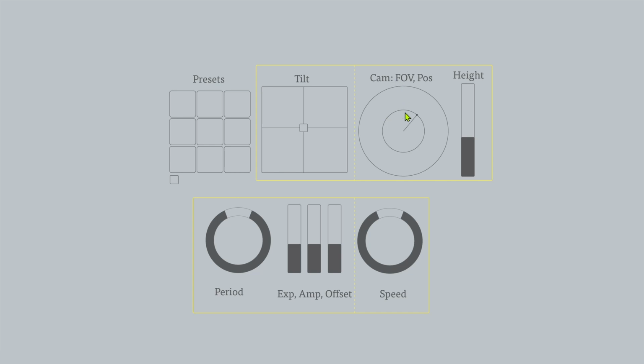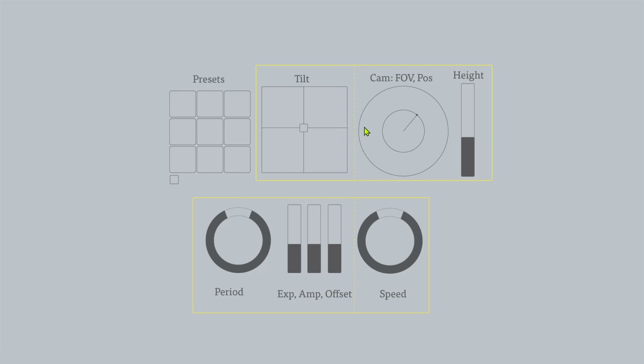And then the FOV, our zoom in this case, is on the x-axis. So the further I go out with this value, the closer we zoom in. And then for height, I just went with a fader. Down here, period, I also don't want to have a specific range, so I'm using an encoder. And the same thing for speed. I want these 2 values to be open-ended in both directions. And then the other noise parameters, I just picked some faders.